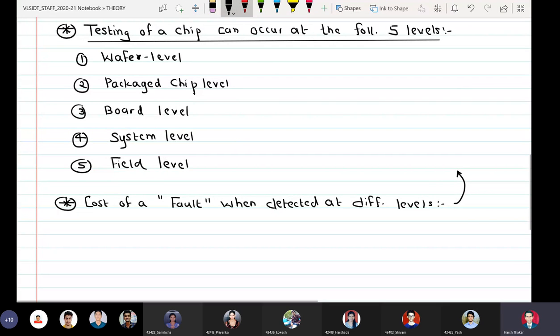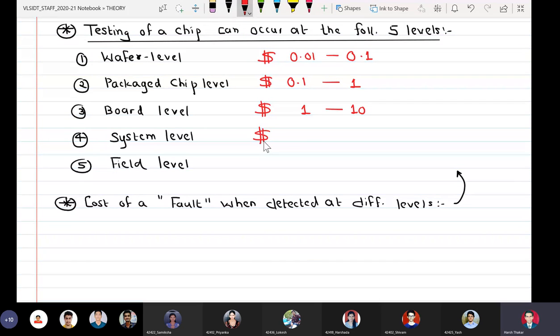Okay, so wafer level, if a fault is there, the cost is approximately $0.01 to 0.1. If the fault is found at package chip level, the cost now varies from $0.1 to $1. Board level, $1 to 10. System level fault detection, $10 to $100. And the field level, it can go from $100 to $1,000.